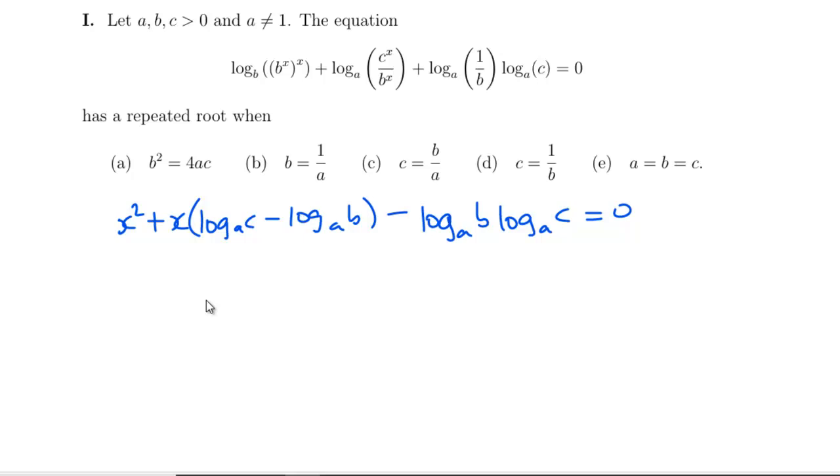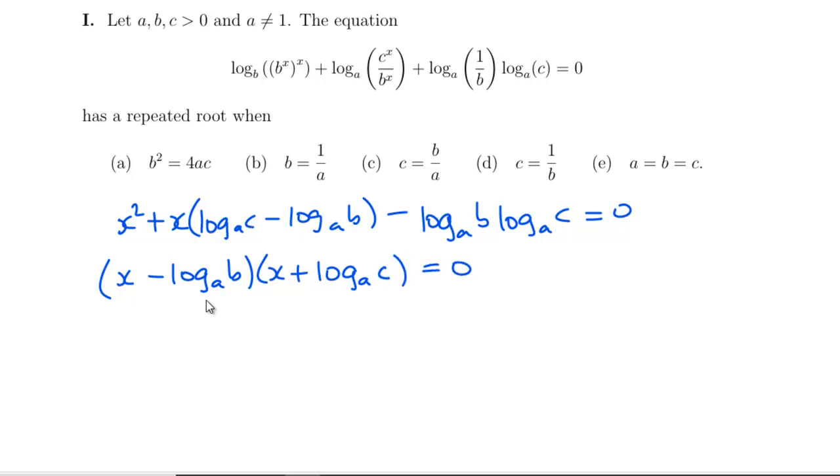Okay, so what's that telling me? Well, we've got 4 terms. Maybe it factorizes. You never know. Yeah, because actually it looks like it does, doesn't it? So we've got our x squared, and then we've got x multiplied by each term, and the terms multiply together. Yeah, so we've got x minus log base a of b, x plus log base a of c. It's got to be equal to 0.